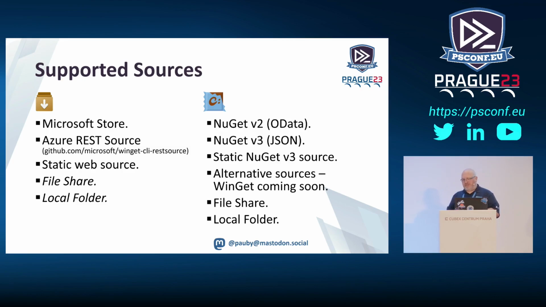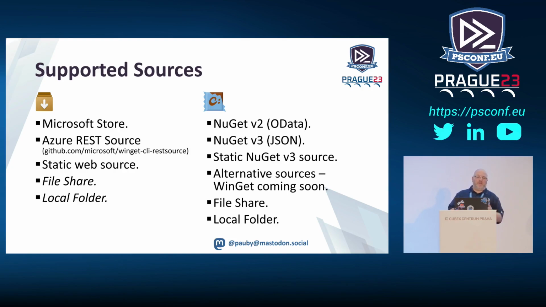There's also a static web source, which I found really interesting. If you're using Winget, you might be thinking, well, there's loads out there, but I found a GitHub repository that you could actually add as a source into Winget. And that particular repository, I think it had only a couple of packages on it that somebody was maintaining, but I thought it was really interesting. You can add that as a source.